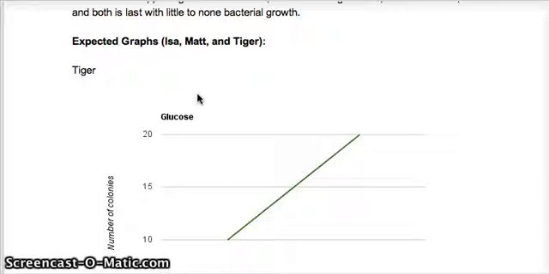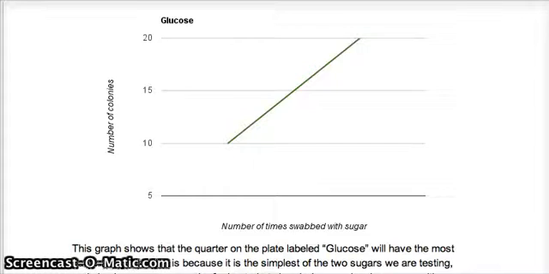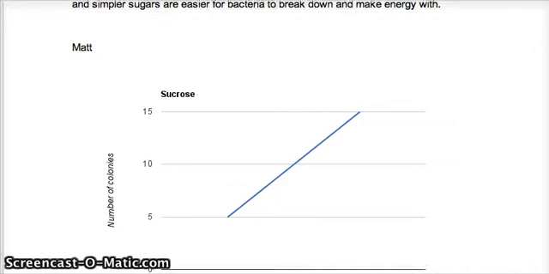Hey everyone, I'm Tiger, and I'm going to be presenting the expected graph and the combined report today. And so, I made the expected graph for glucose, and here it is. So we thought glucose would do the best, since it's the easiest for bacteria to break down and grow off of. And Matt did the sucrose graph.